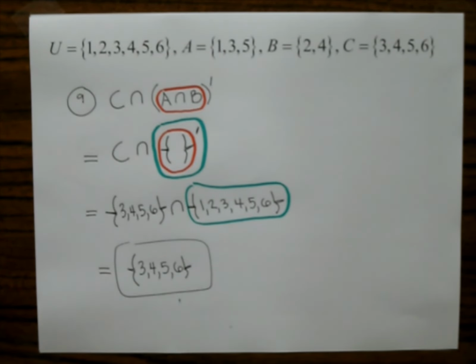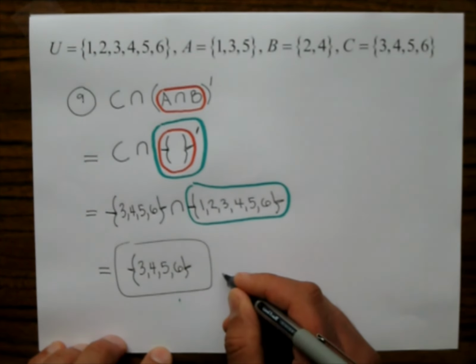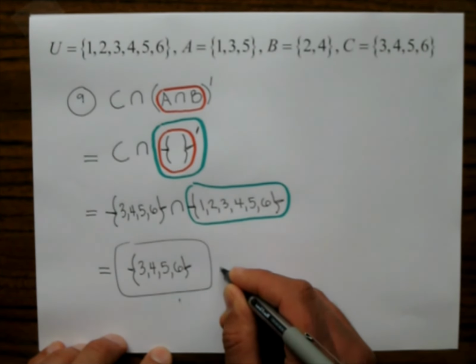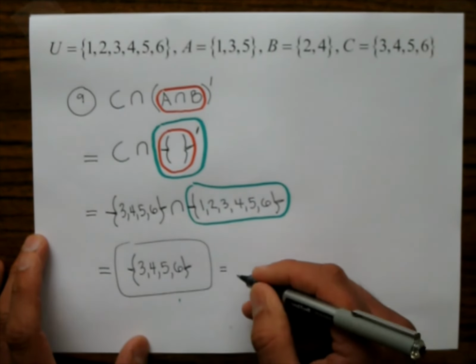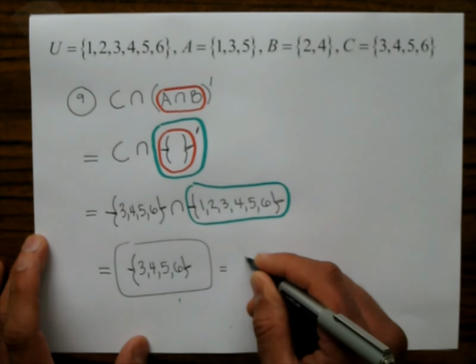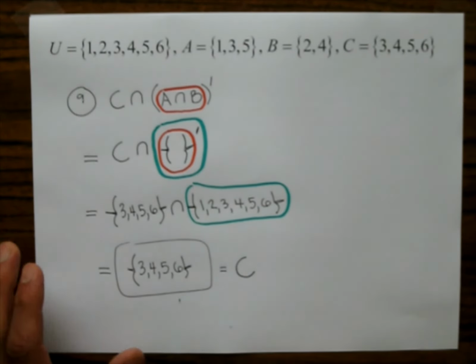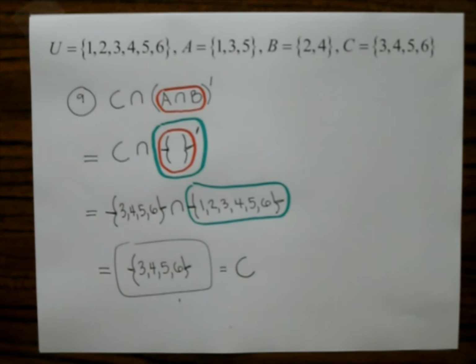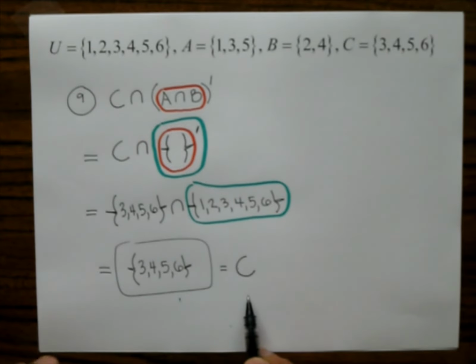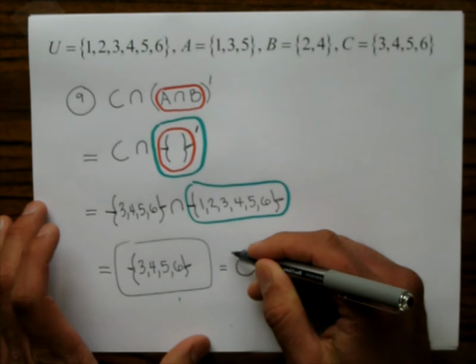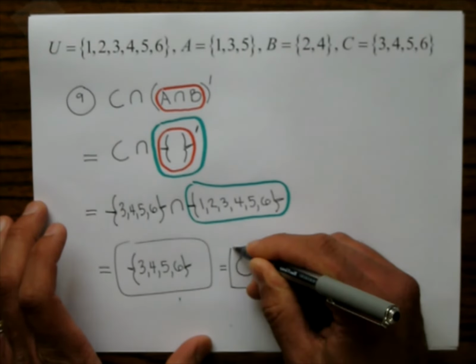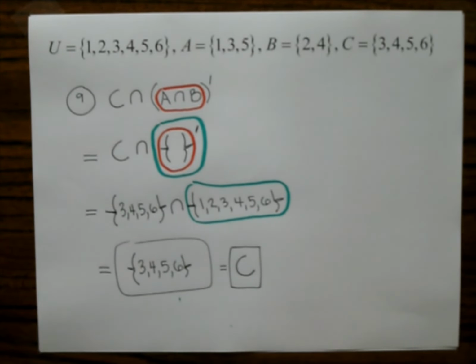Now when you're doing your homework, and this happens sometimes, you'll get an answer and then you'll look on the next page at the answers and you'll see something different. So in this case it might be the situation where you look and the answer just has a capital C. So what's that all about? Well, that's another acceptable answer because that is set C. Set C is 3, 4, 5, 6. So both are acceptable. Just pick one and use it, and that's what you'll see when you do your homework.